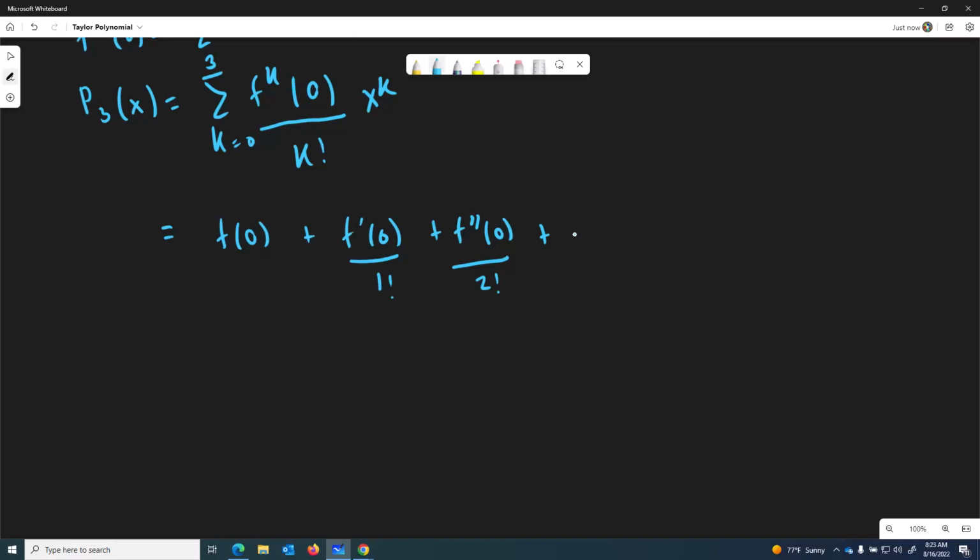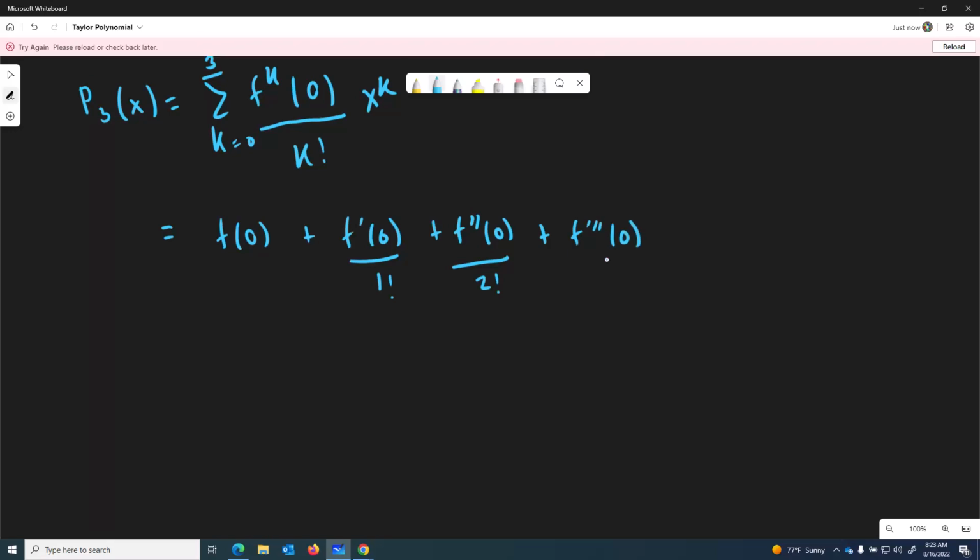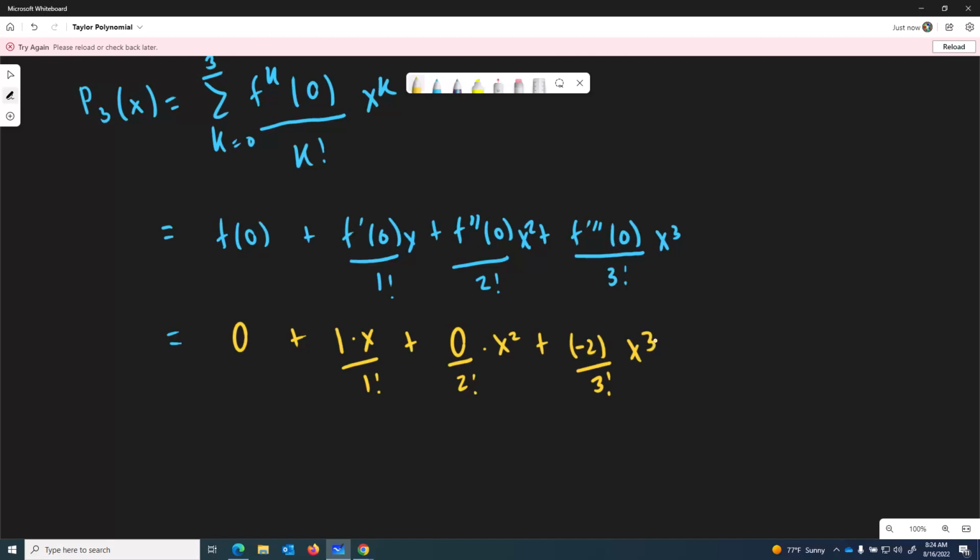And then this will be basically the third derivative at 0, and this is all divided by 3 factorial. And we forgot some x's, so x squared and x cubed. Now, when we plug this in, we have 0 plus 1 times x divided by 1 factorial, plus the second derivative at 0, which we found was 0, divided by 2 factorial, times x squared, plus the third derivative. The third derivative was negative 2, so we have negative 2 divided by 3 factorial, times x cubed.